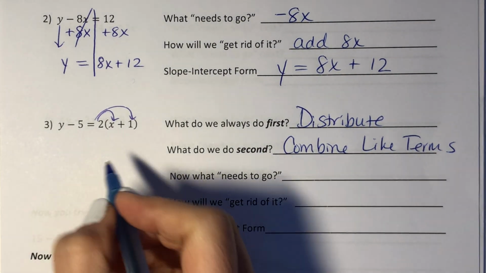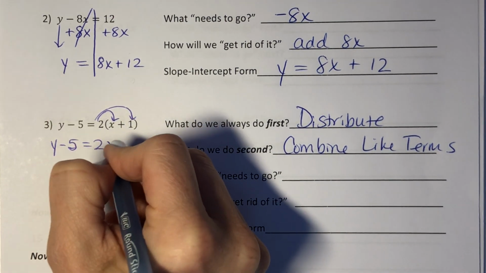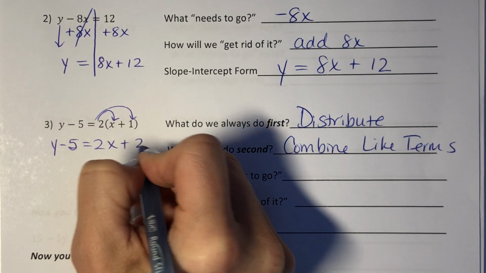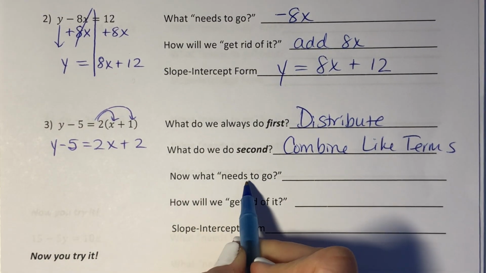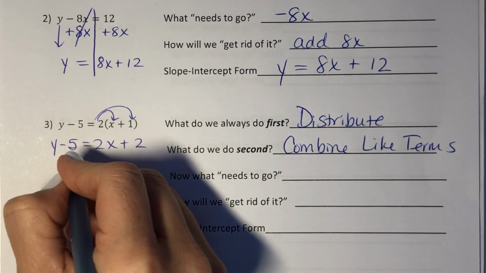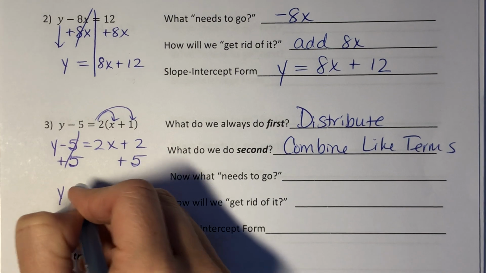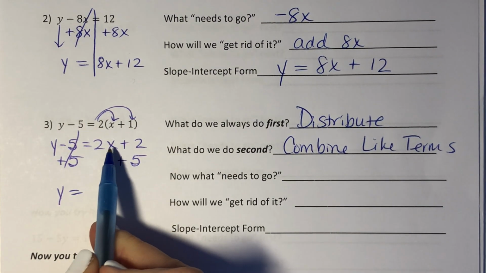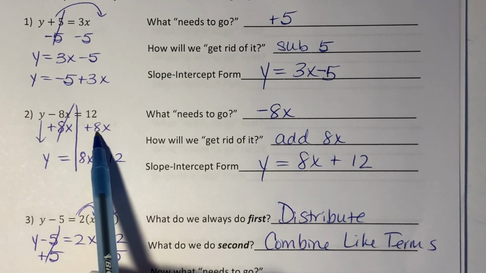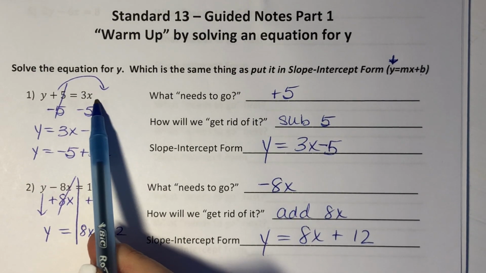So let's do that. Let's distribute first. And anything I don't distribute, I just bring right down. 2 times x is 2x, 2 times 1 is 2. And so what needed to go now? Now we're back at this problem here. I'm going to add 5 to both sides. Now, this one looks a little different than the first two, because last time when I moved this 8x over, there was nothing to combine, or when I moved the 5, there was nothing to combine.